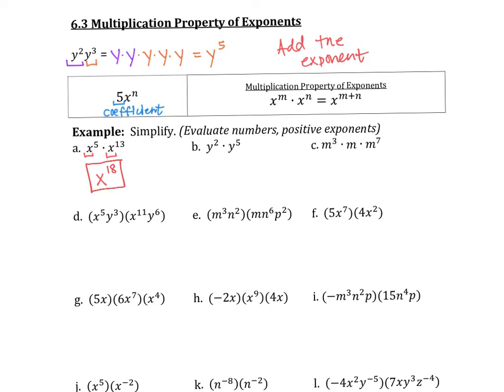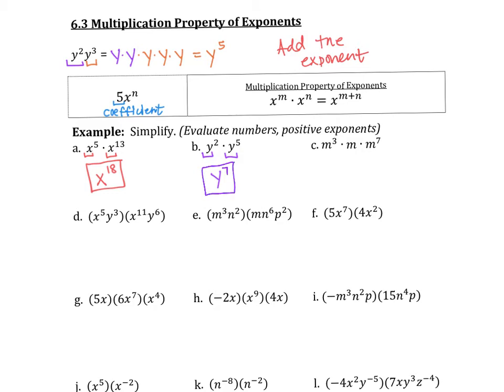Okay, let's go ahead and look at the next one. B is y to the second times y to the fifth. See, they both have a base of y. So when I multiply them, I can add the exponents. So 2 plus 5, 7.